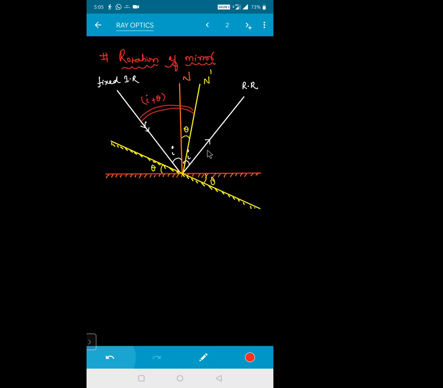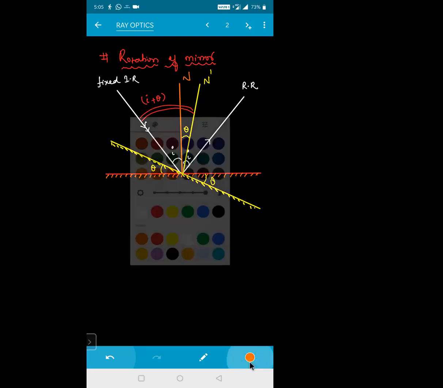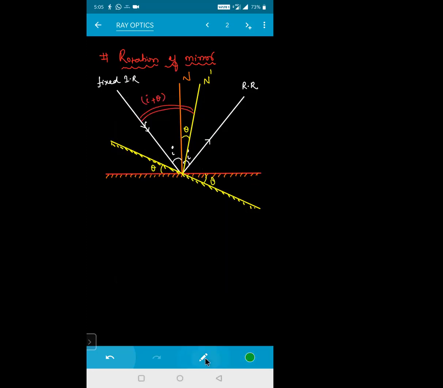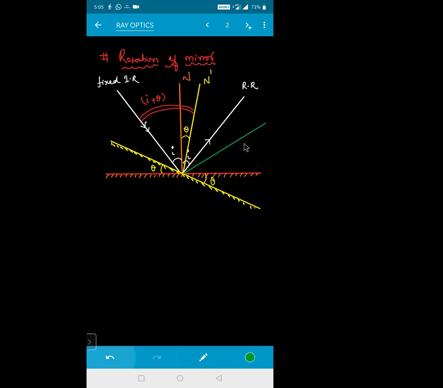Now the incident ray is fixed, but obviously the reflected ray will change direction. So what is that change in direction? Like say the reflected ray has come here right now. This is the new reflected ray.